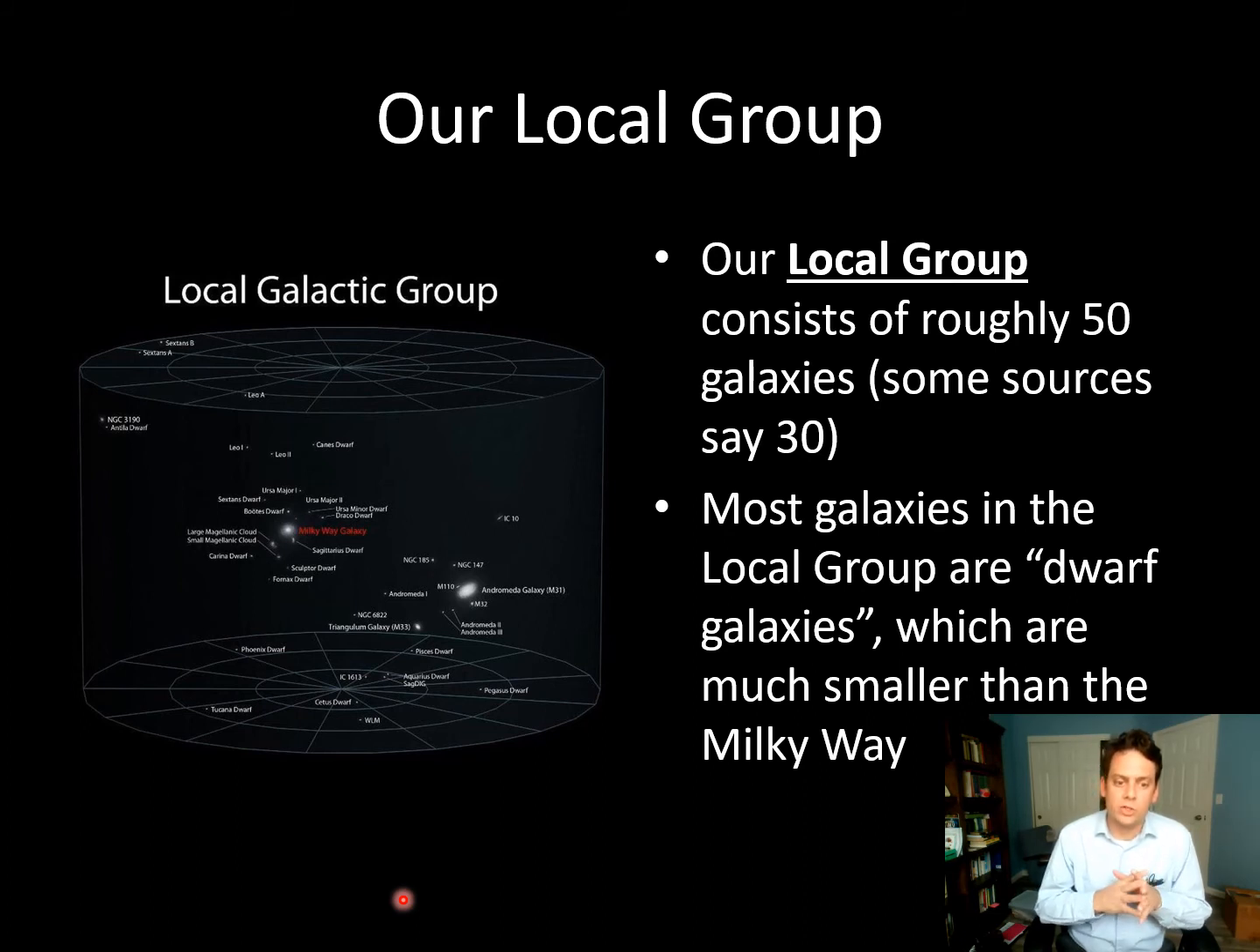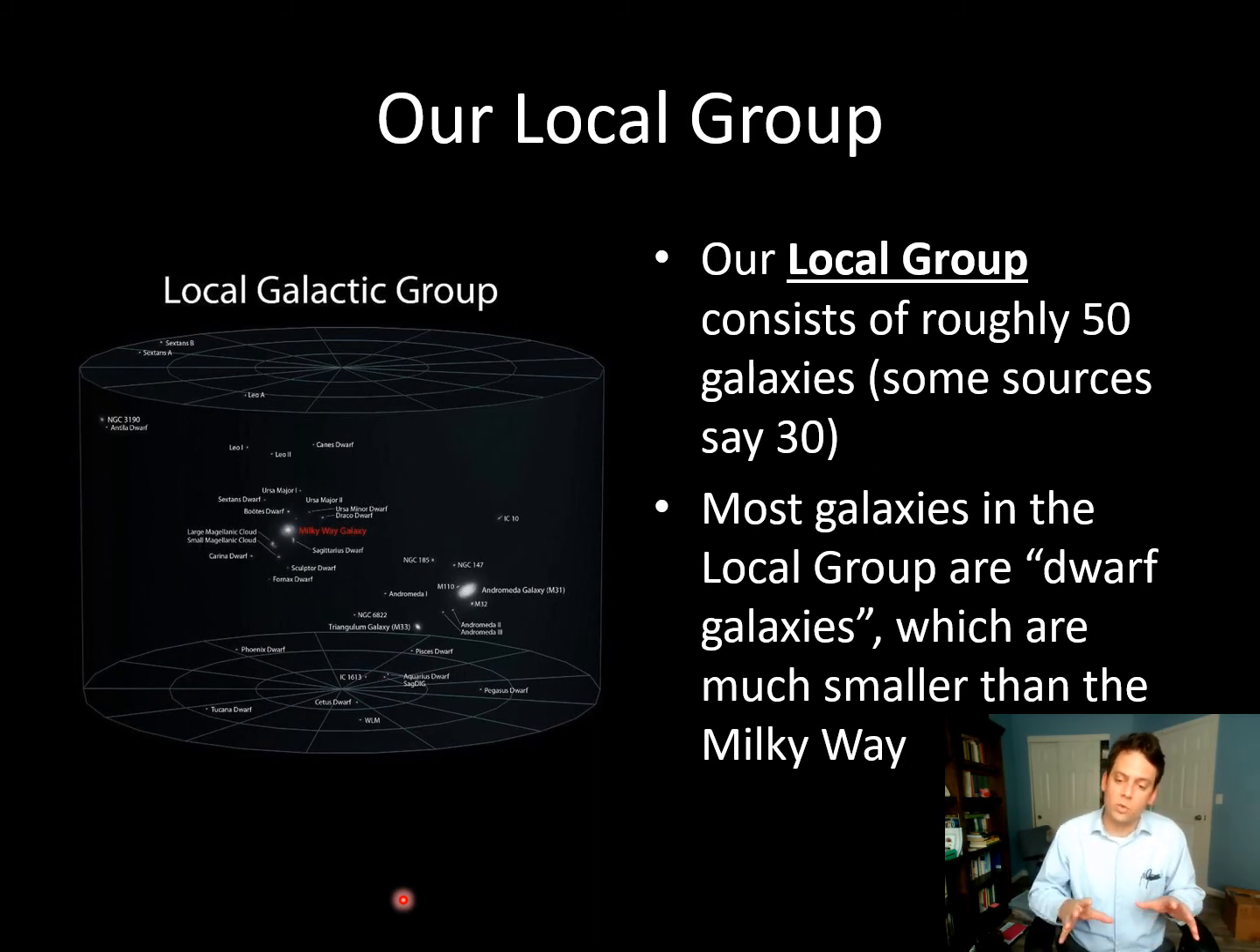But it is important to know that most of the galaxies in the local group are these dwarf galaxies, which just means that they're smaller, quite a bit smaller than the Milky Way. So the Milky Way is by no means the largest galaxy in the universe, or even in our local group, but it is on the larger side of things, and so most of them are smaller.